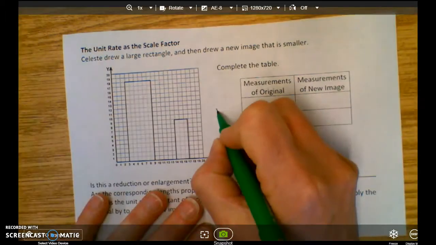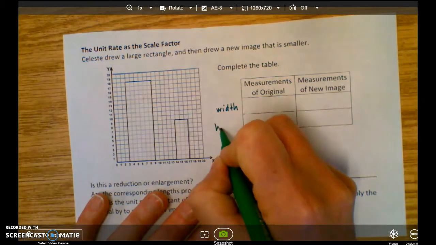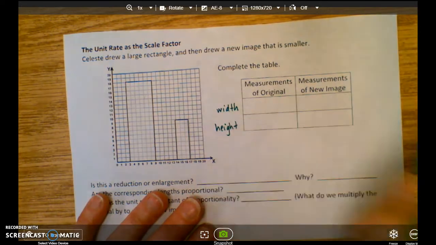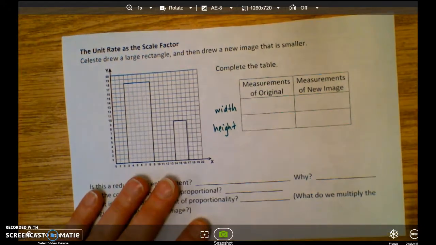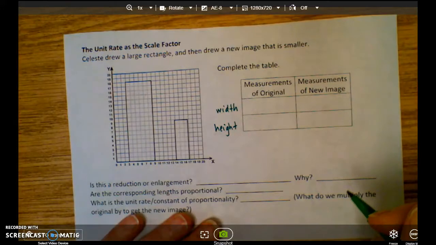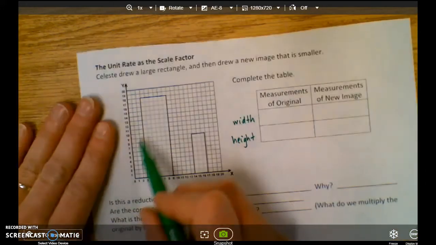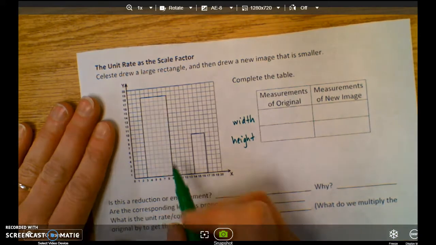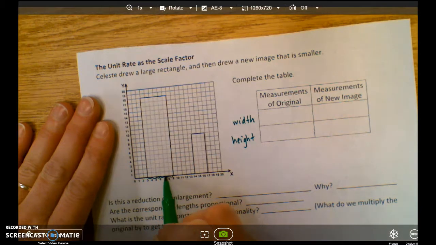So what we do when we look at the measurements that are given to us, or the dimensions of the object, we're going to have to compare the width and the height of each of our shapes, and then what we could do is use these numbers to come out with our constant of proportionality. So when you're looking at the original rectangle that was drawn, I would consider the width to be down here. And if you look, it seems to be 6 boxes wide. So you're counting from this side to this side.